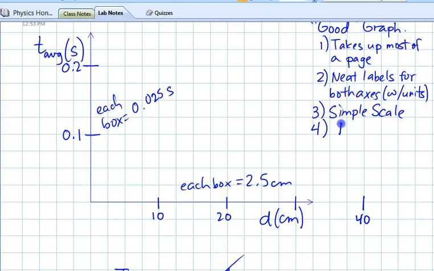You want to have a title, and the title should be descriptive. So this is distance versus time, and if you want to get more fancy, that's fine. Distance versus time.